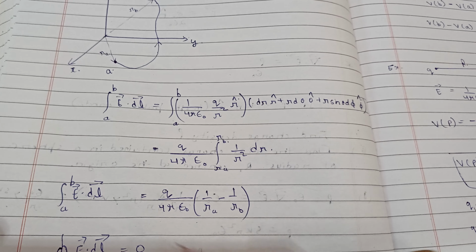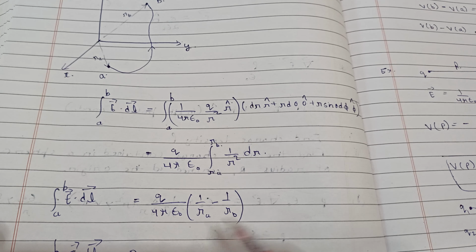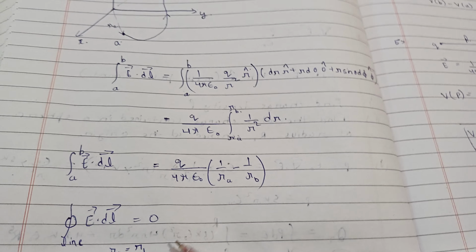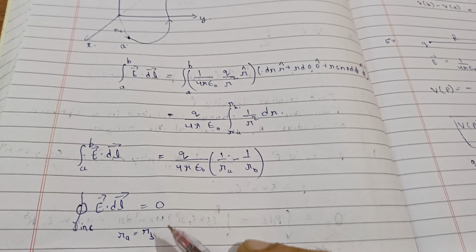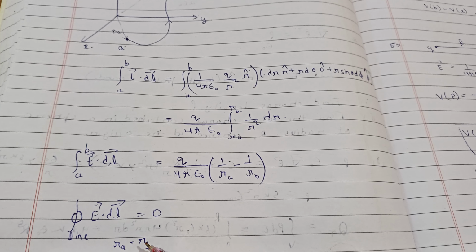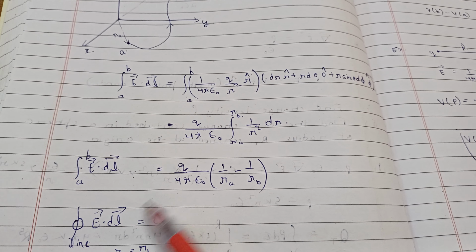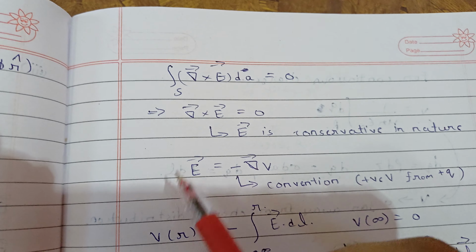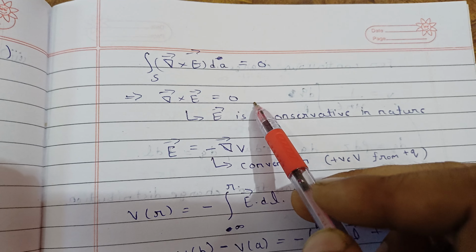Now see, if we take a closed loop, meaning ra to ra, then both ra and rb will be equal to each other. This will give you 0. So the integral of E dot dl will be equal to 0 for a closed loop. Now if this is a closed loop and the integral is equal to 0, we can also write this line integral as a surface integral using Stokes theorem. This will be equal to the integral of del cross E dot dA. So this will also equal 0 for the closed loop, and that means del cross E equals 0.